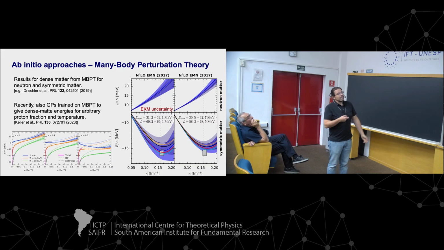And here you see some results. I've shown them yesterday. Basically, this is the equation of state of pure neutron matter and the equation of state of symmetric nuclear matter at 2 different orders in chiral EFT using this many-body perturbation theory approach. And you see you get these curves, you get some uncertainties, and you can use this to constrain these parameters that I talked about yesterday.